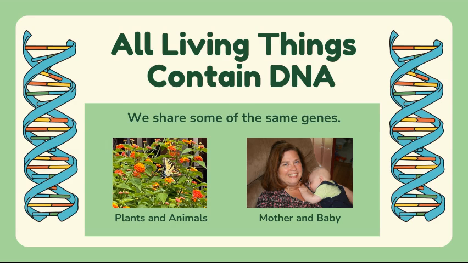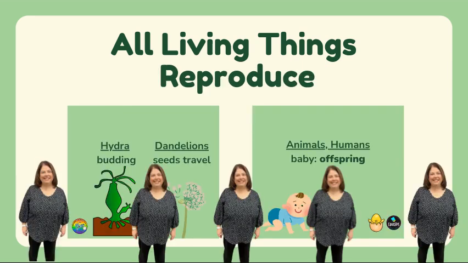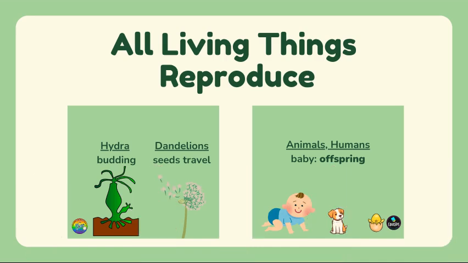If you have cells, like plants, animals, parents, and babies, then you have DNA. I'm alive because I am able to reproduce. Wait a minute, not like that. All living things reproduce, so all life can continue.